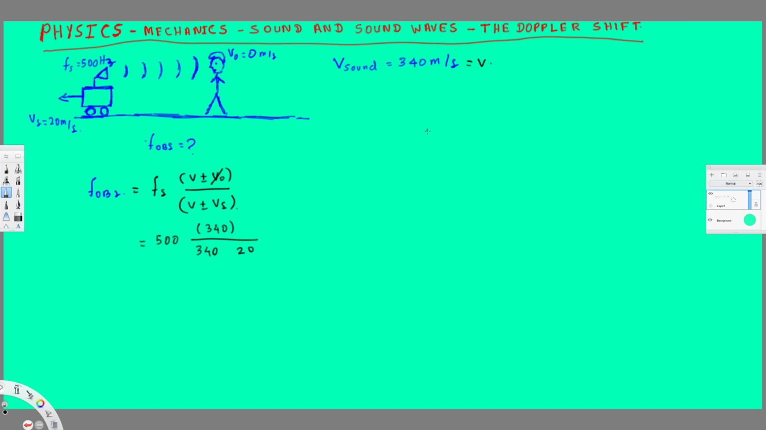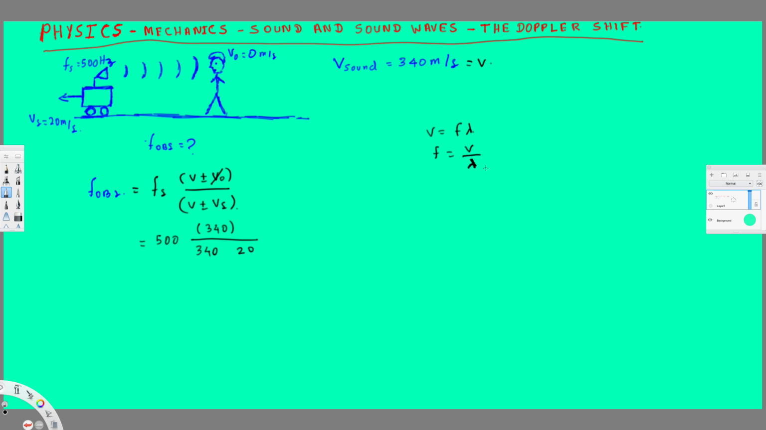So v is equal to f lambda, right? Now we are dealing with the frequency right here, so let's rearrange this equation: f equals v over lambda. So what happens if the source moves away from this observer? If you notice, the wavelength will increase, because as the source moves along, it will go far away and the wavelength will keep increasing, right? That's what's going to happen.